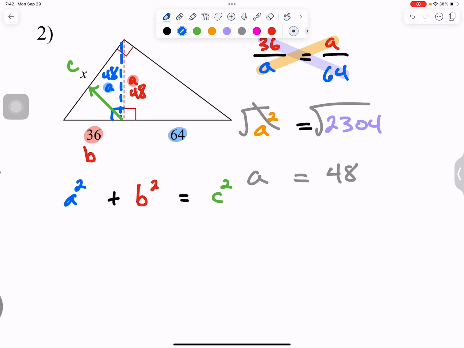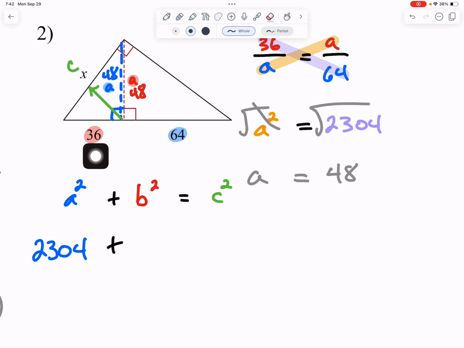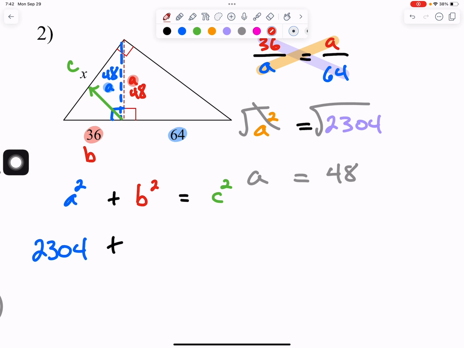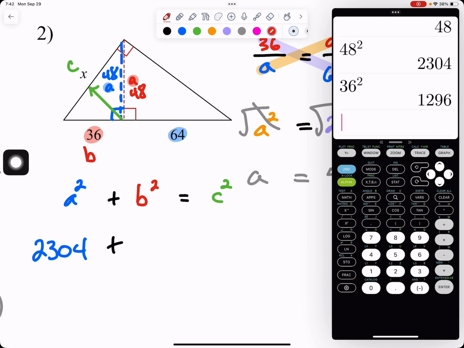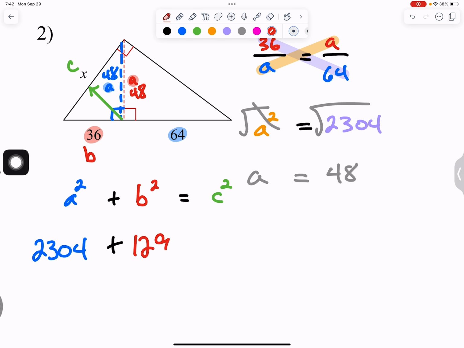2304. Mr. Richards, we just did that. I know. I am forgetful. Plus our b squared of 36. So 36, and then again, I'm going to hit x squared right here, hit enter. 1296. And we're going to set that equal to c squared.